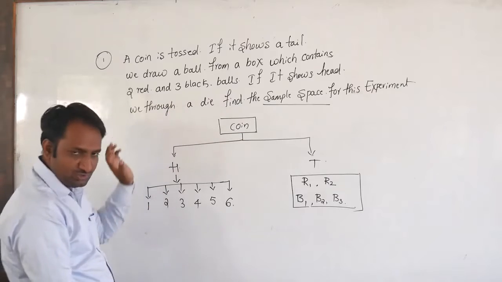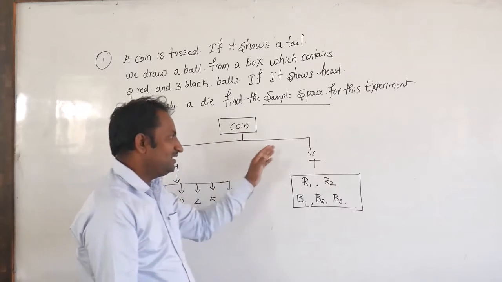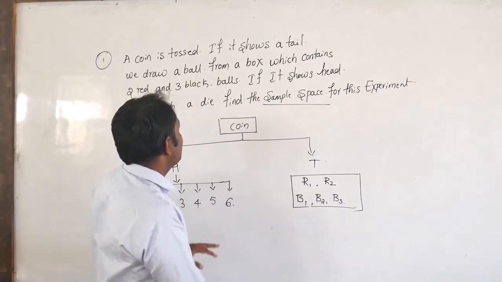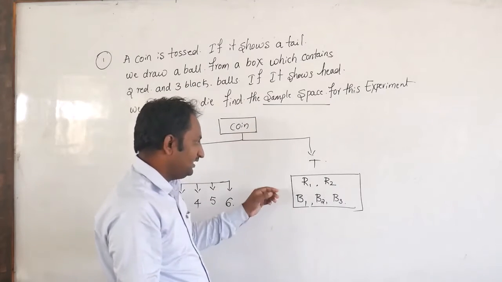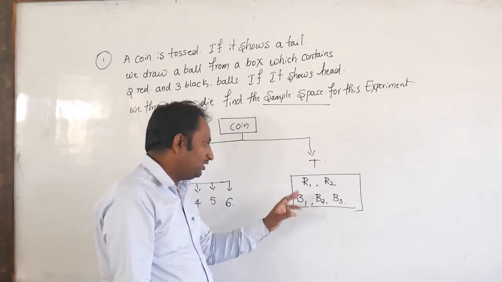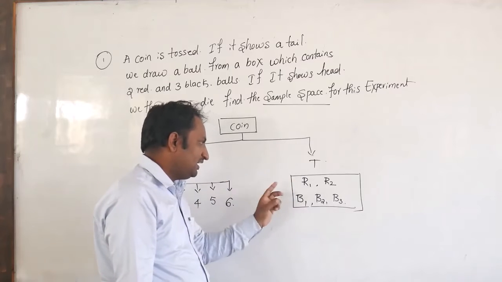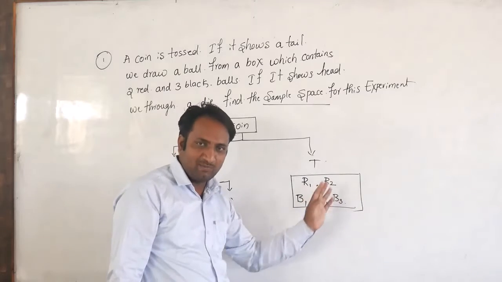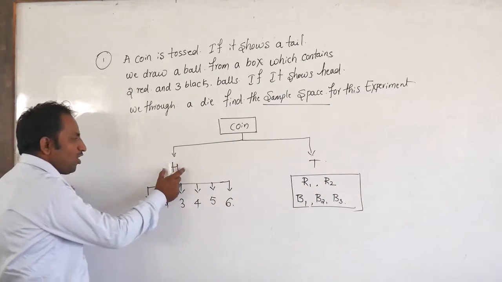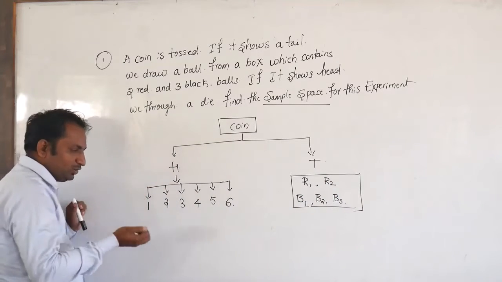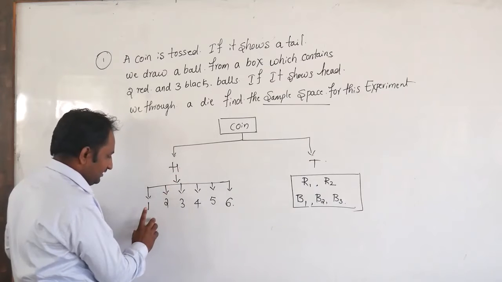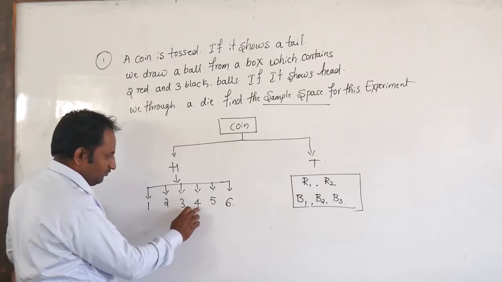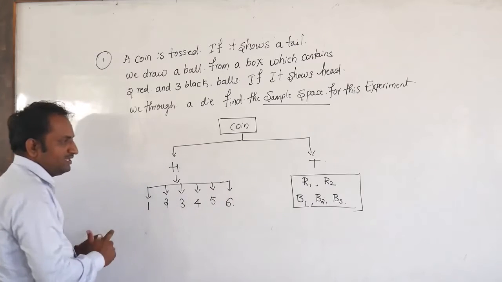A coin is tossed. If it is a tail, then pick a ball from a box containing 2 red balls as well as 3 black balls. Similarly, if it is a head, we throw a die. The outcomes of that die are 1, 2, 3, 4, 5, 6. Here we can write the sample space for this experiment.